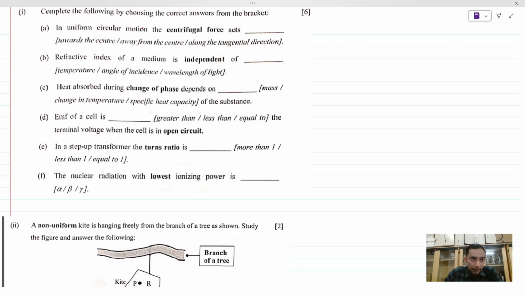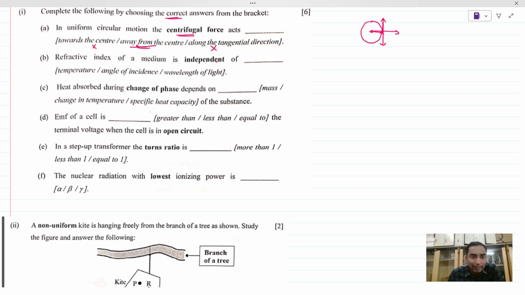Moving on to the B part, complete the following by choosing the correct answers. In uniform circular motion, the centrifugal force is radially outwards. So towards the center, wrong, away from the center, along the tangential direction. No, not along the tangential direction. Tangential means this is the point and this is the tangent, this or this one, which is incorrect. So I should be going with away from the center, and I think radially outward is the most suitable answer, right? But from these given choices, we have this as our correct answer.